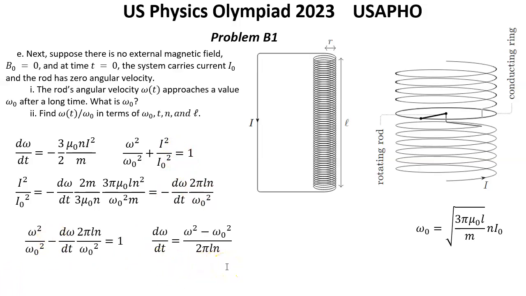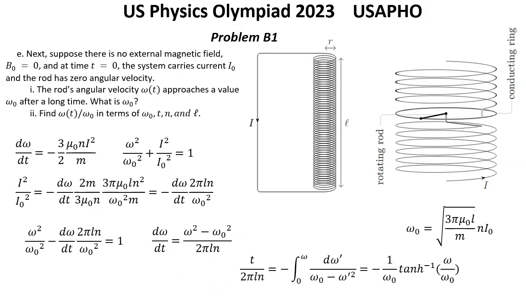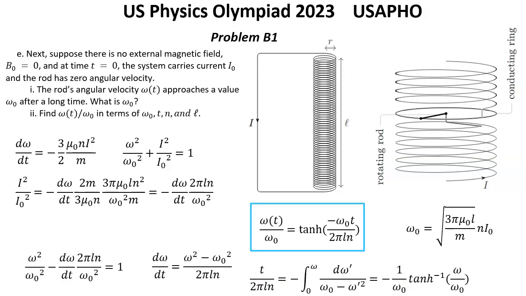This is a typical differential equation. So this is the solution for the differential equation, and finally we can express it in the form of omega as a function of t over omega 0 equal to hyperbolic tangent of negative omega 0 t over 2 pi L. That was the solution for question 2, part E, and here we finished the discussion for problem B1.